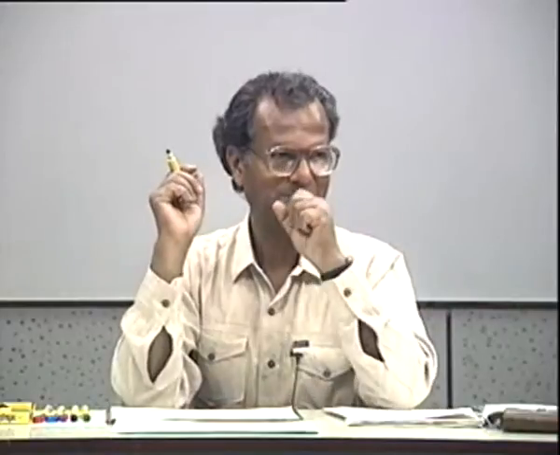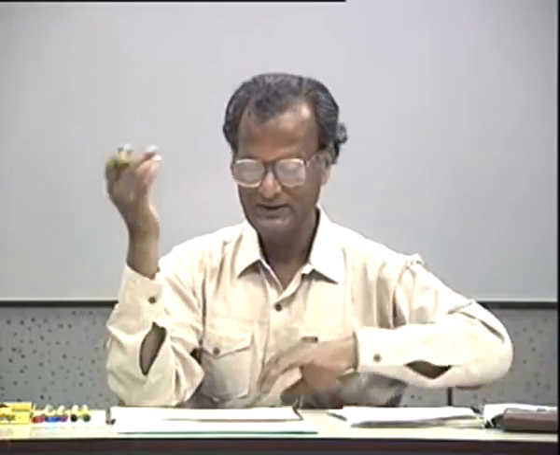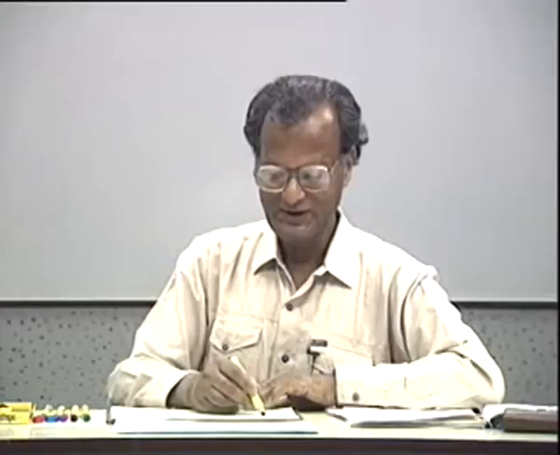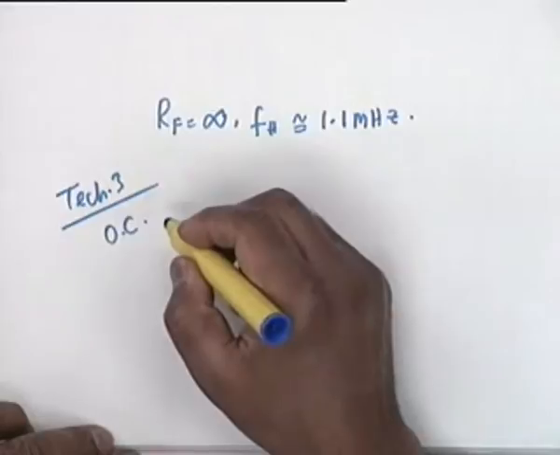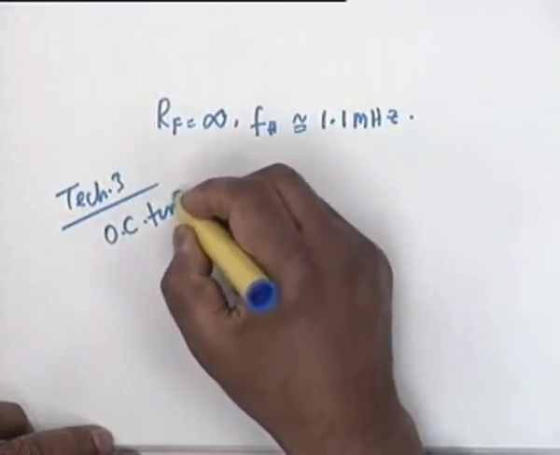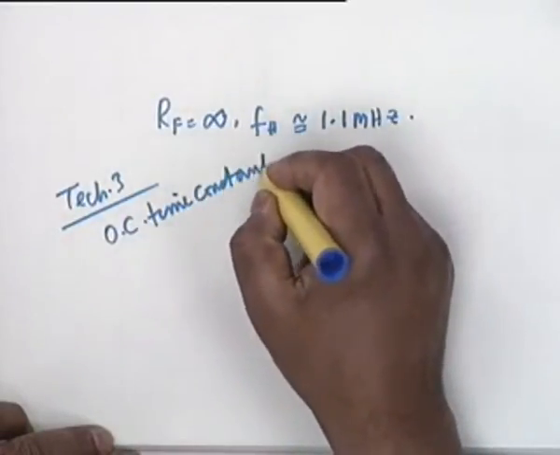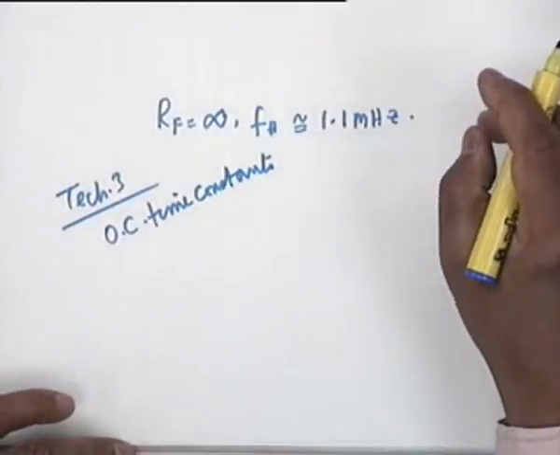Miller said, okay, I will help you, but of course you have to relax on the accuracy requirement. Technique 3 is the method of open circuit time constants, that is without taking Miller, open circuit time constants. Now this requires a bit of calculation, because you will have to calculate the equivalent resistance seen by each capacitor by open circuiting the other capacitors. Okay, recall the equivalent circuit.